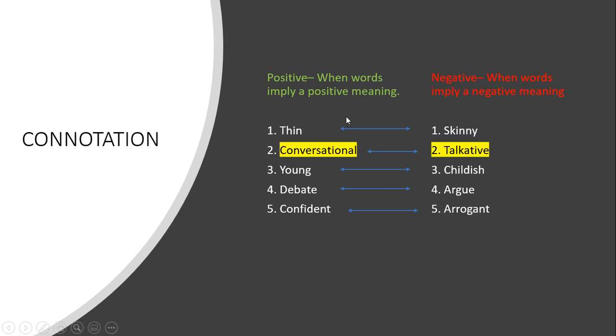Some more examples. So if you call someone thin, that's more positive than calling them skinny. Conversational means you like to have conversation. That's a positive thing. But if you call someone talkative, it means they talk too much. So although these things have the same denotation, they both in the dictionary mean something like you like to talk, you like to have conversation with people, you talk a lot. But when we use them in person, talkative has a more negative connotation.